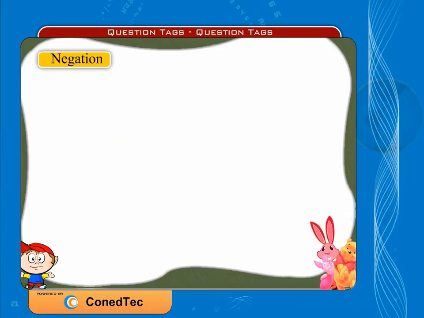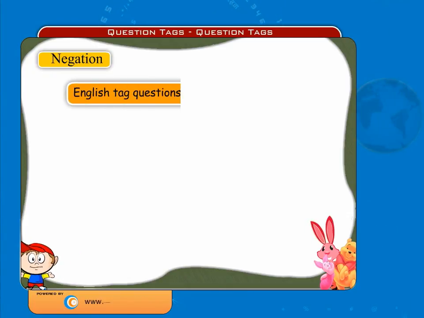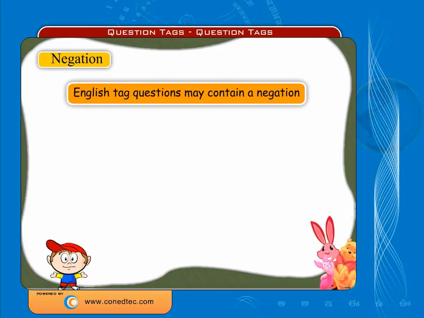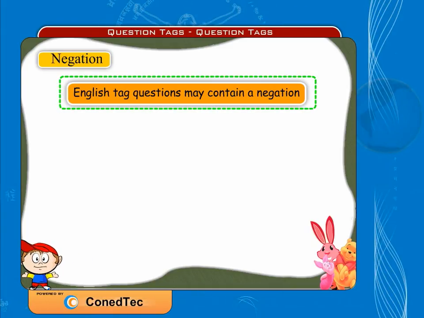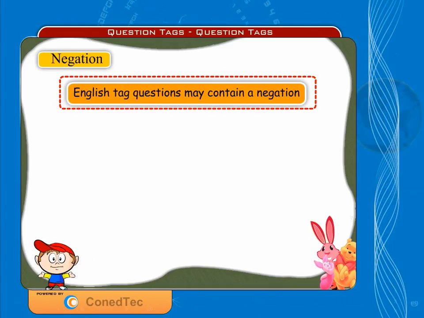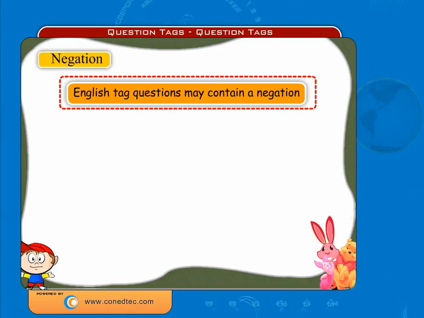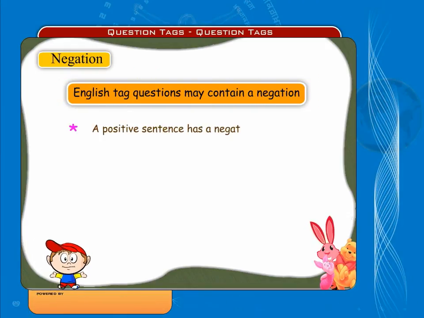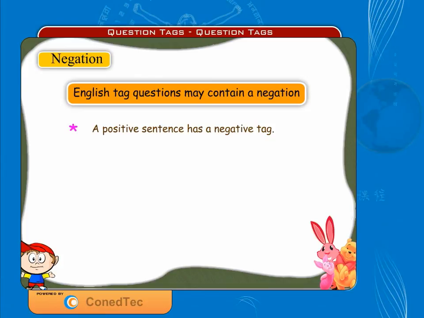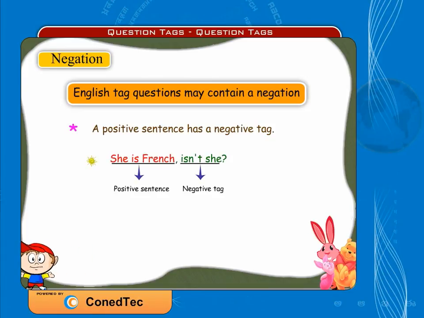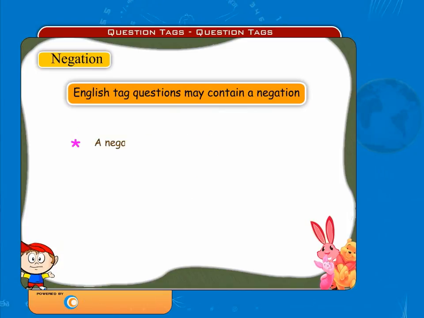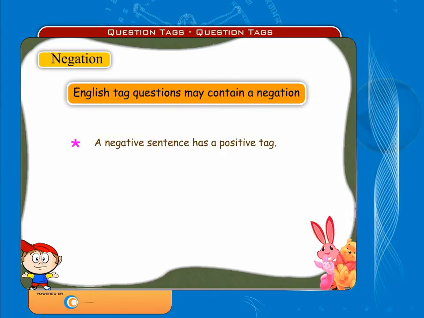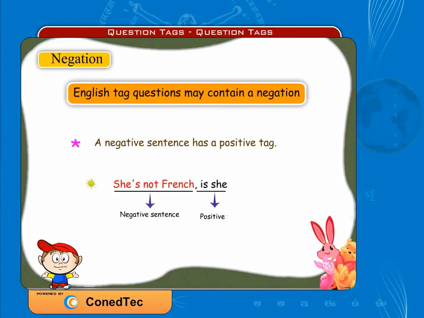Negation. English tag questions may contain a negation but need not. When there is no special emphasis, the rule of thumb often applies that a positive sentence has a negative tag. She is French, isn't she? And vice versa. She is not French, is she?